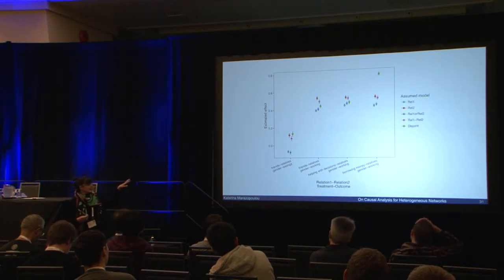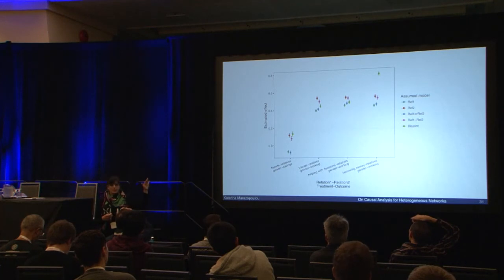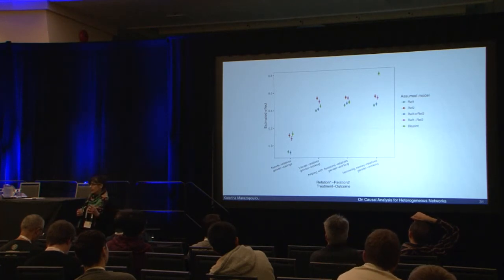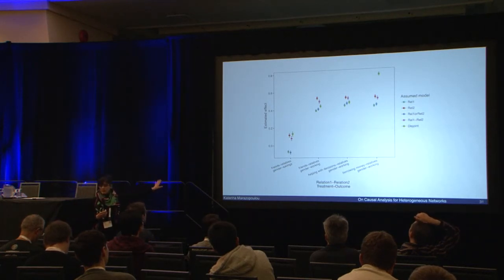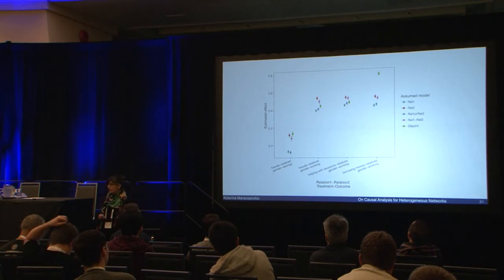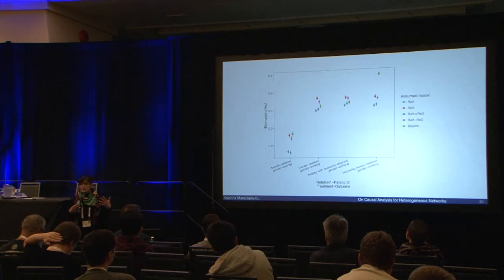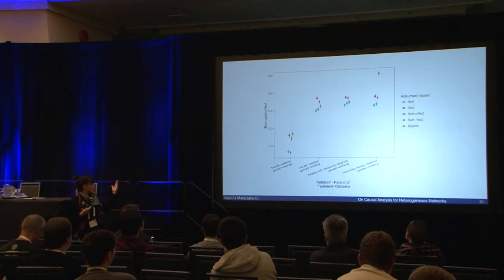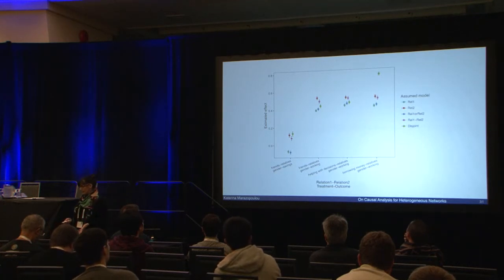Now, you will see that the different models do have a role in the estimated effect. And what's more surprising is that in one of these cases, the sign of the effect changes depending on your model. So 2 of these models think that the treatment has a negative effect on the outcome, and the other 3 that it has a positive effect.